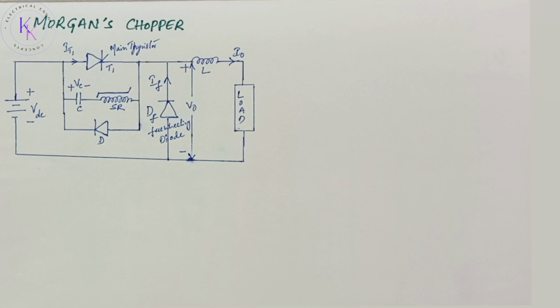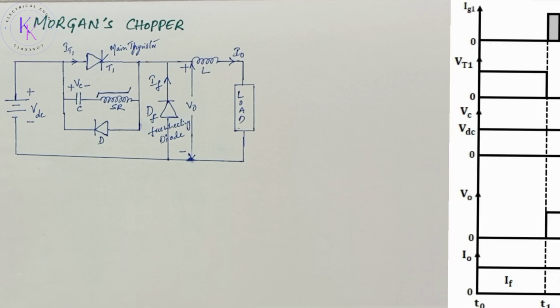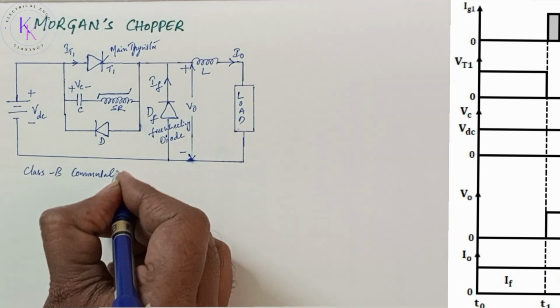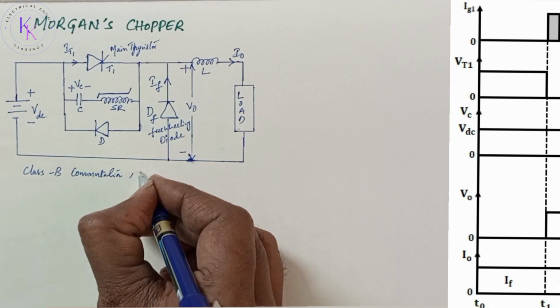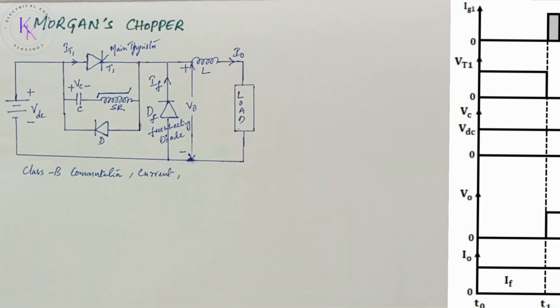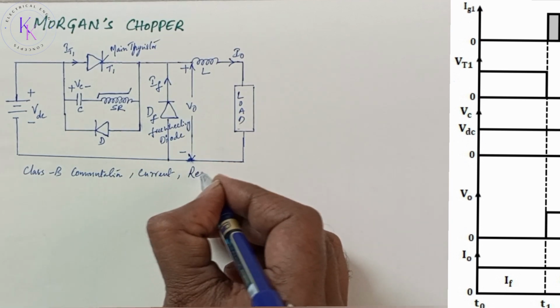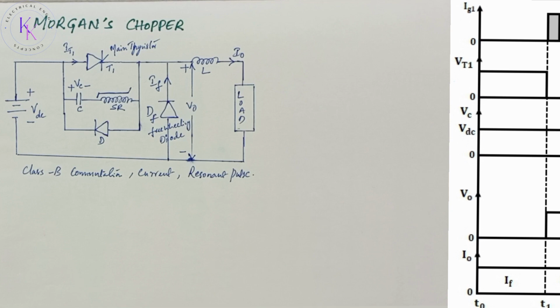The Morgan chopper has the advantage of using a single SCR. It employs class B commutation, also known as current commutation or resonant pulse commutation. The Morgan chopper uses the saturable reactor SR, which for low values of exciting current offers very low or negative inductance.